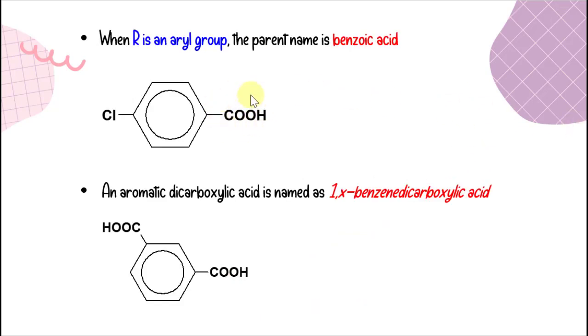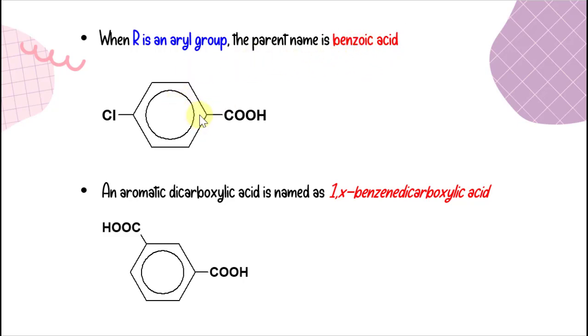If we have a carboxy group directly attached to the benzene ring, it will become an aromatic carboxylic acid. So the parent name for aromatic carboxylic acid is benzoic acid. We had learned this in chapter 6. Actually the IUPAC name for benzoic acid is benzene carboxylic acid, but usually we just use benzoic acid because it is much easier.